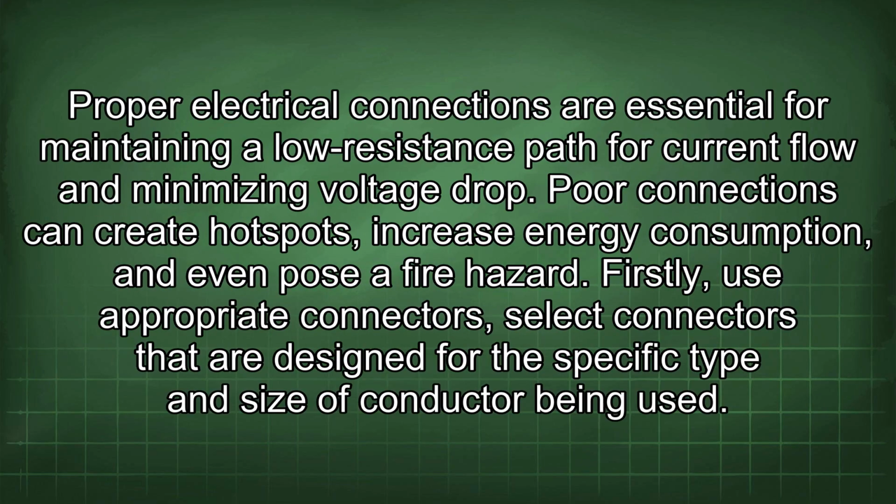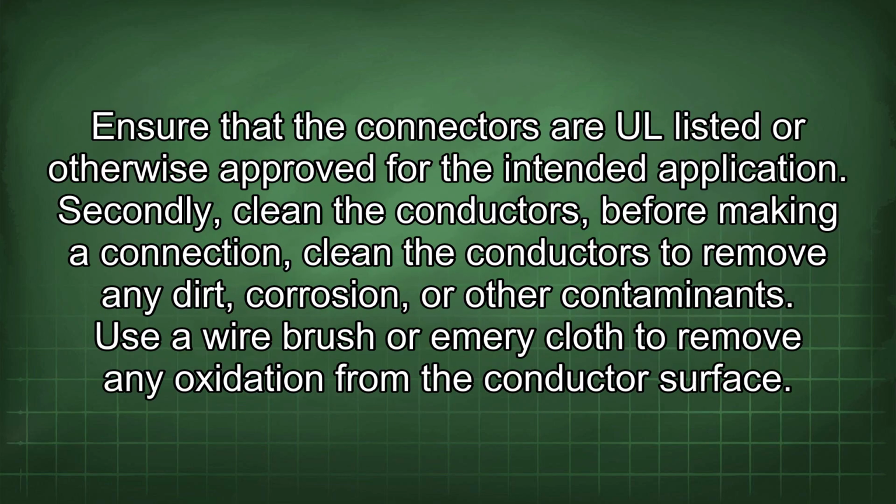Proper electrical connections are essential for maintaining a low resistance path for current flow and minimizing voltage drop. Poor connections can create hotspots, increase energy consumption, and even pose a fire hazard. Firstly, use appropriate connectors. Select connectors that are designed for the specific type and size of conductor being used. Ensure that the connectors are UL listed or otherwise approved for the intended application.